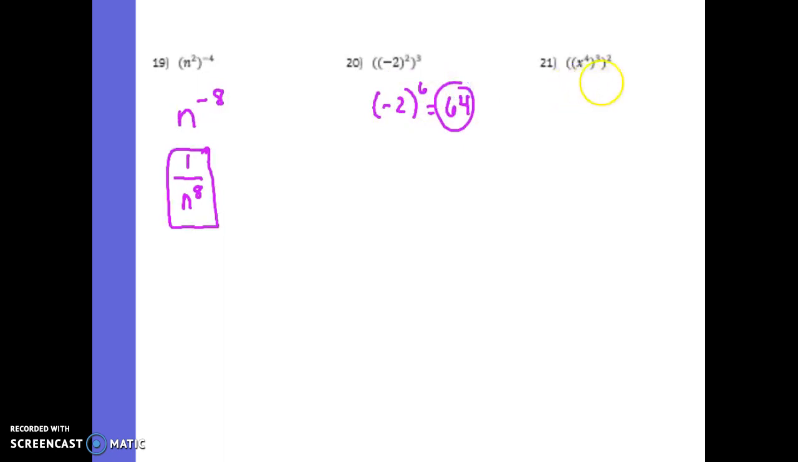Okay, and 21, where you multiply them, 4 times 3 times 2 is 12 times 2 is 24, so this would be x to the 24th power.